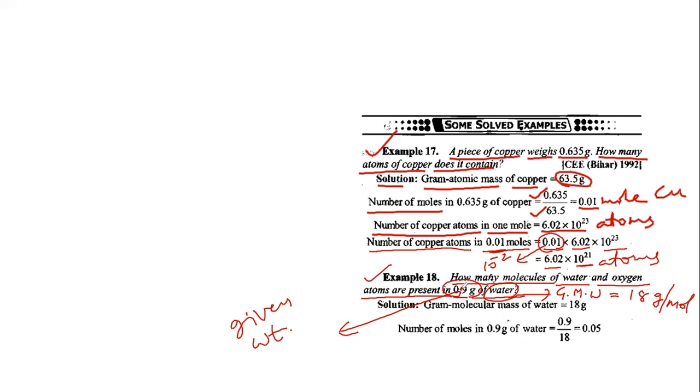Next. Now, the gram molecular mass of water is equal to 18 grams. And the number of moles formula is given mass by gram molecular mass. That is 0.05 mole. So these many moles of H2O are there. Now, the number of molecules formula is number of moles into Avogadro number.